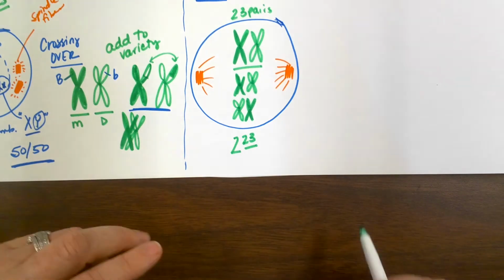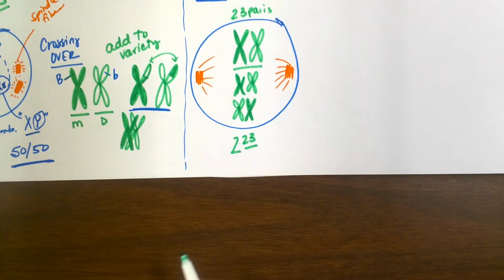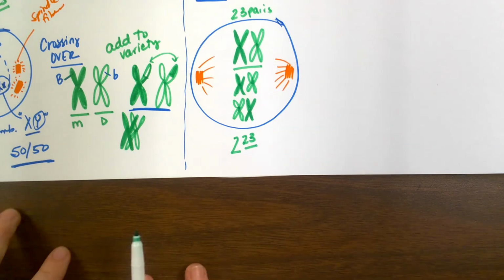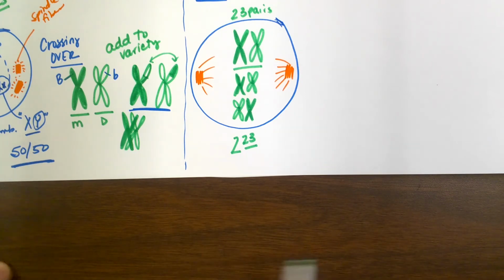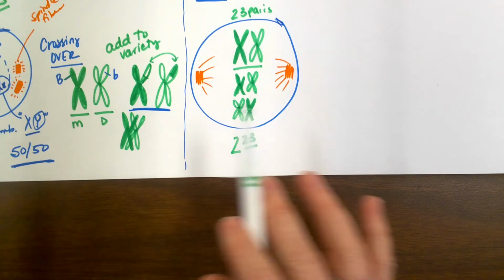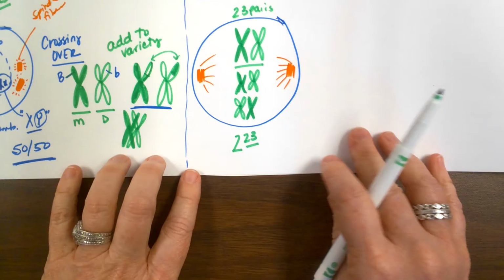That's why there's so much variety in this world, because there are so many different ways that humans and bears and dogs and cats and frogs and fishes and all those animals can create their gametes, and so many different combinations. So there's a lot of uniqueness in organisms.